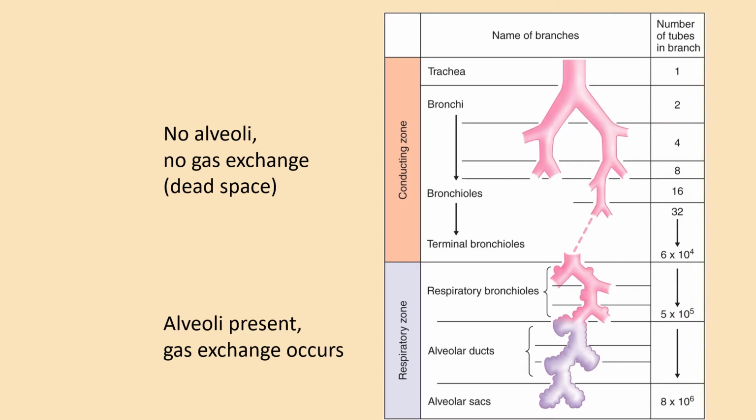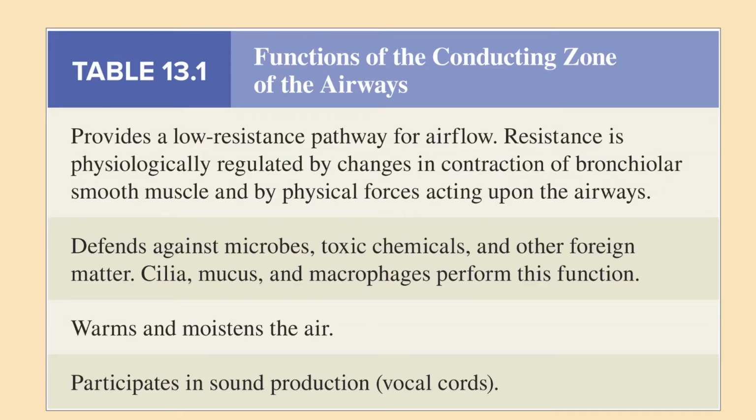The respiratory zone, which is made up of the very finest airways, is where gas exchange occurs because there are alveoli. So the first place we start to see alveoli in the bronchial tree is in the respiratory bronchioles. And the presence of alveoli allows for gas exchange in the respiratory zone. So the conducting zone is a passageway where no gas exchange occurs, but it also serves a few other functions.